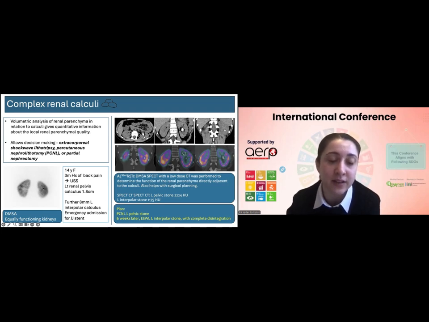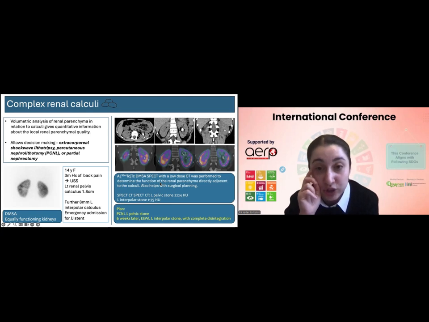So here I've got the scans of a 14-year-old female who had stones in the kidneys from the ultrasound scan, and the DMSA scan showed us that both of the kidneys were actually equally well functioning. They went on to have a CT scan and DMSA SPECT scan with low dose CT, which again had a very good activity as shown in the images here.